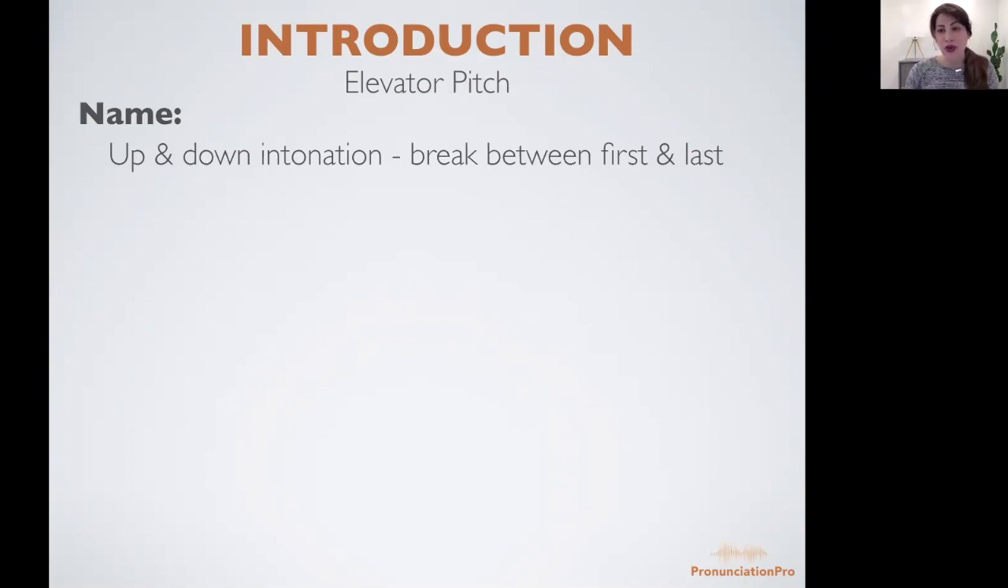Now this is helpful for native English speakers because most likely they're not familiar with your name, and the way that you present your name will be very helpful in them being able to understand it and maybe repeat it back to you. So when you have that up intonation and then down intonation, it helps deliver your name in a way that's easy for them to understand.